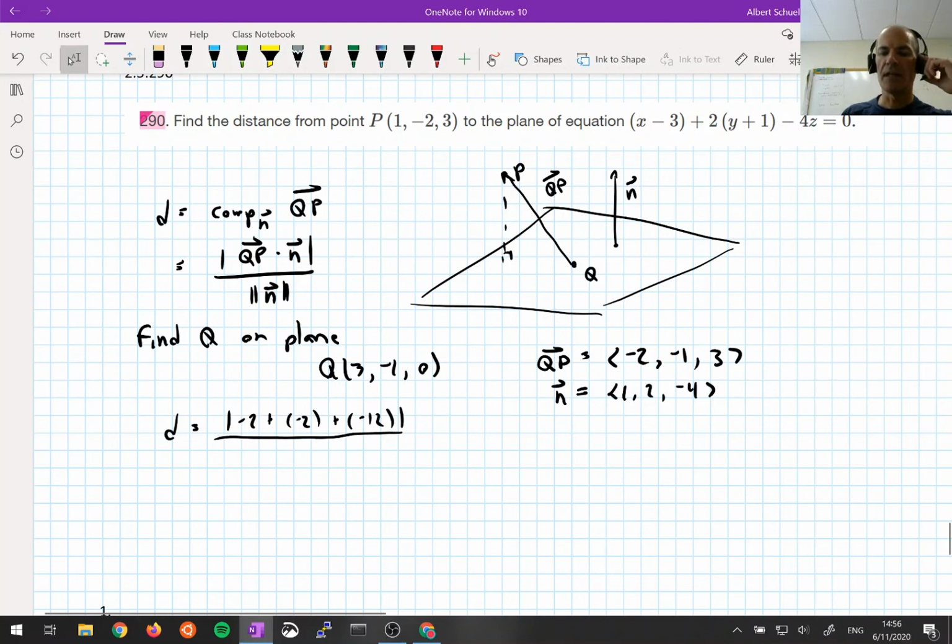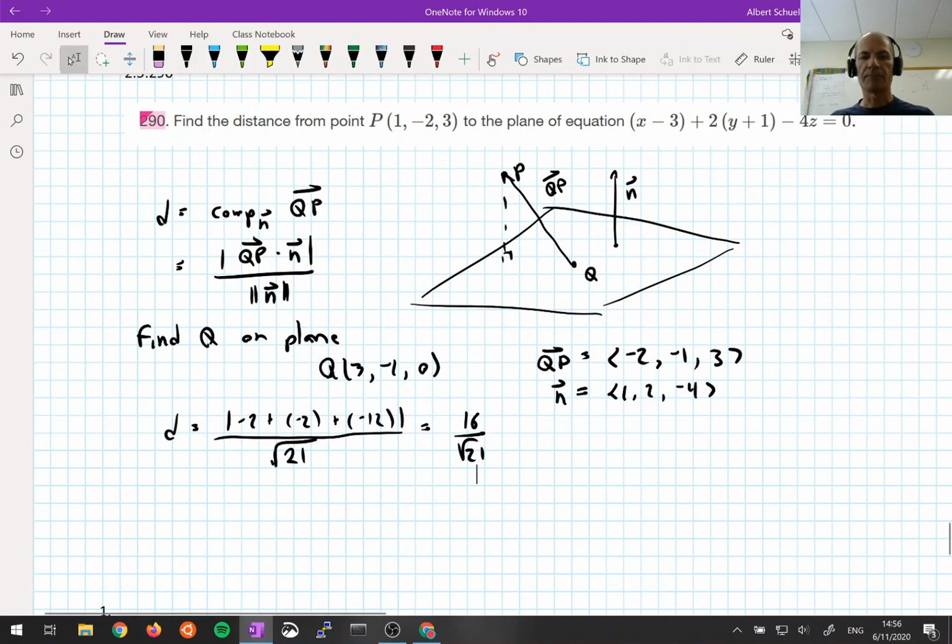And we're going to divide by the length of n: 1 squared plus 2 squared plus 4 squared. That's 1 plus 4 plus 16. That's 21, and square root. In the numerator, we have 12, 13, 14, 15, 16, absolute value, and we get 16 over root 21. Let me check my notes here, make sure I didn't make an arithmetic error. That looks good.